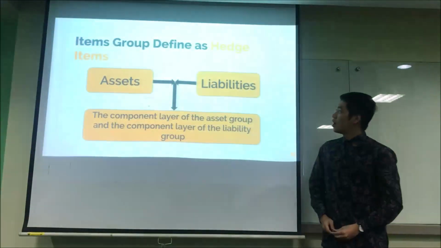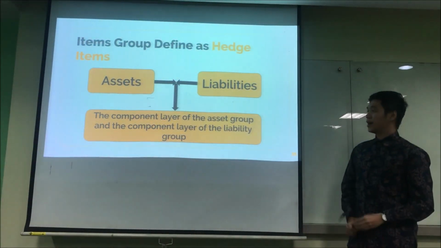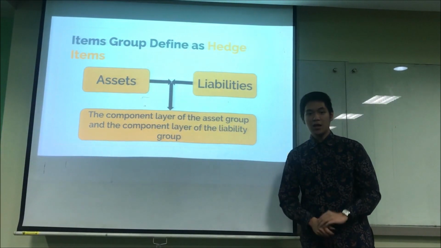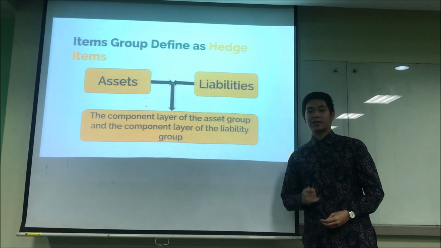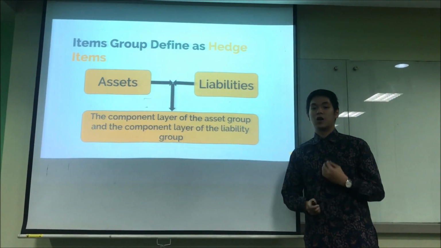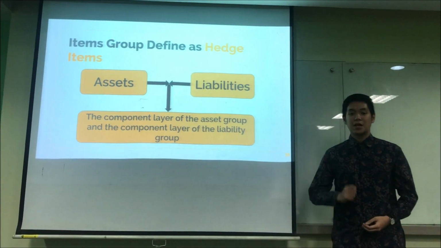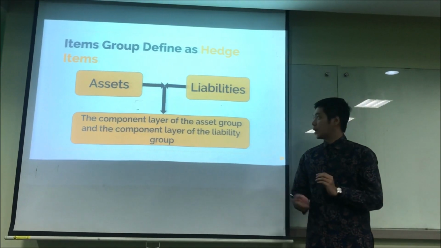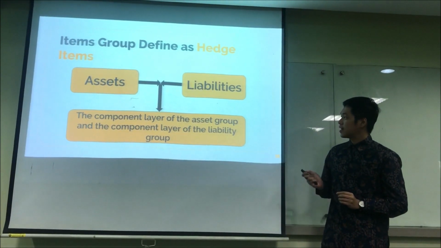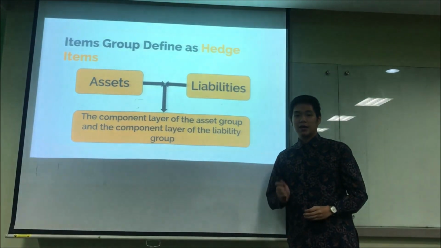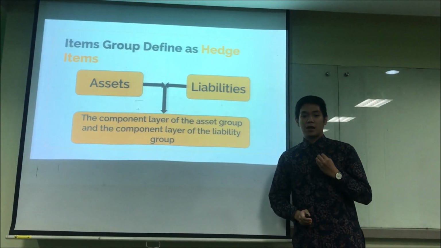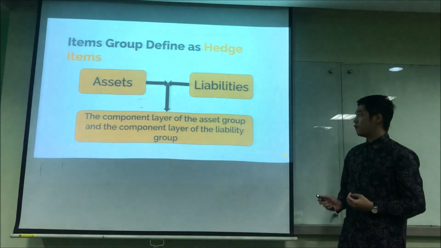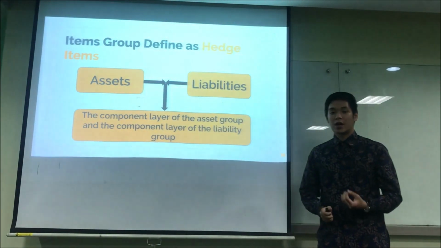Next, item groups defined as hedged items. Now I'm going to tell you about item group layers. Hedging relationships can include layers from several different groups of items, for example, in a hedge of the net positions of a group of assets and a group of liabilities. These two groups can consist of, in combination, the component layer of the asset group and the component layer of the liability group.